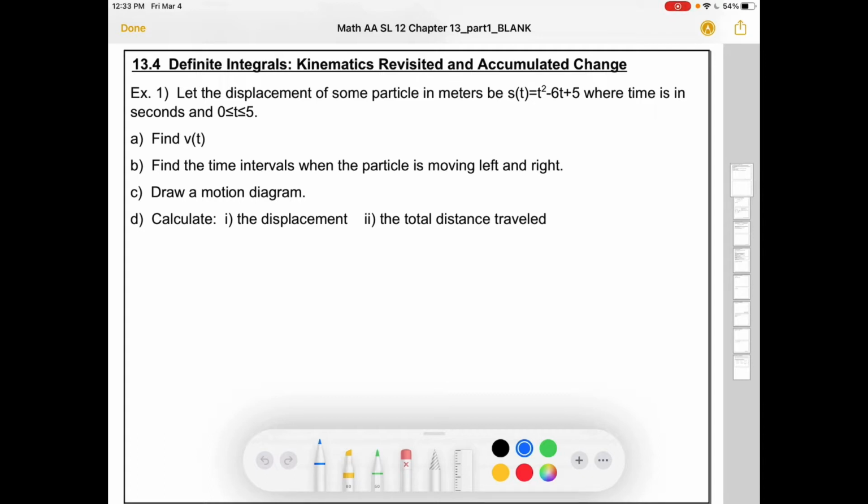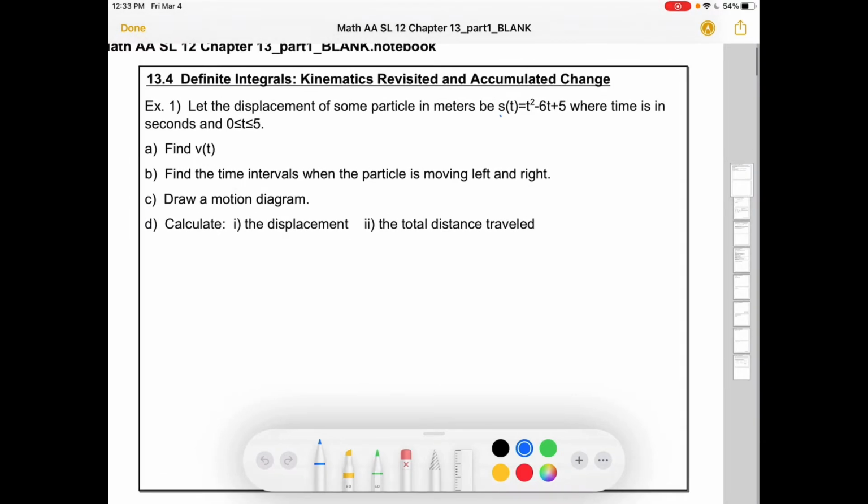So to start with, we're going to look at a kinematics question, or a motion question, from stuff that we've already done through differentiation. So here is the position function. Time is in seconds, it's from 0 to 5. We want to find the velocity function. So the velocity function is just the derivative of the position function. So that would be 2t minus 6.